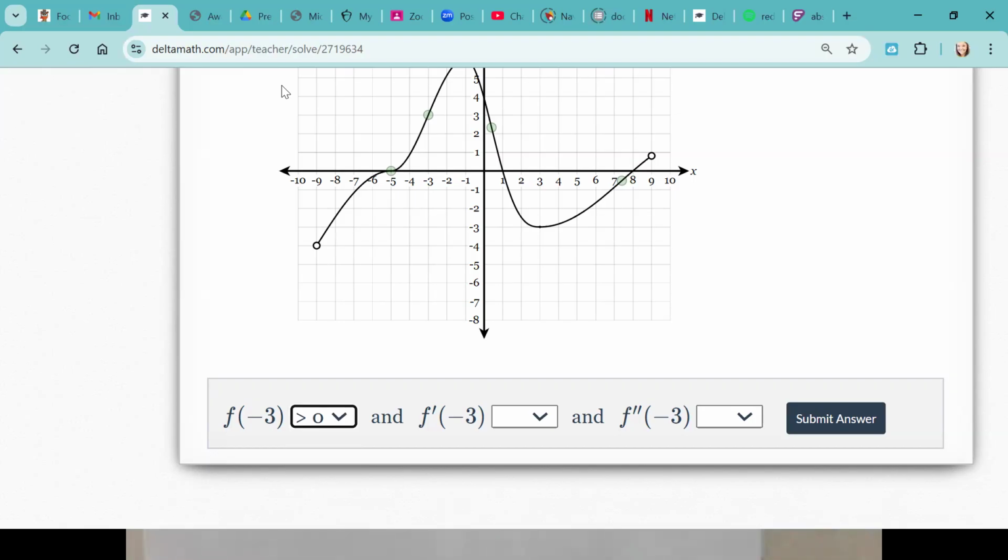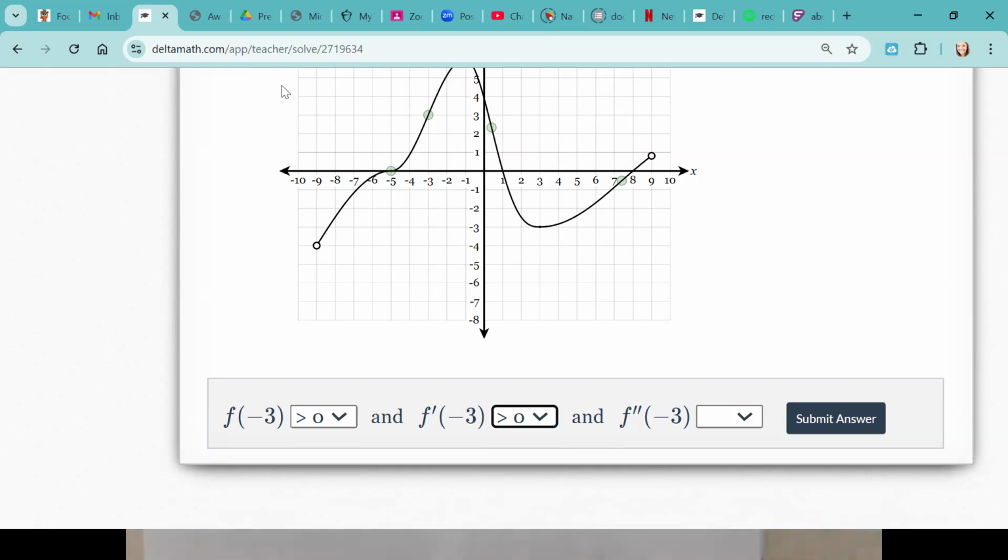Okay, f prime of -3 refers to the slope of this graph, because remember, this is regular f. So looking at -3, what type of slope does that point have? Positive, so you want to pick greater than 0.